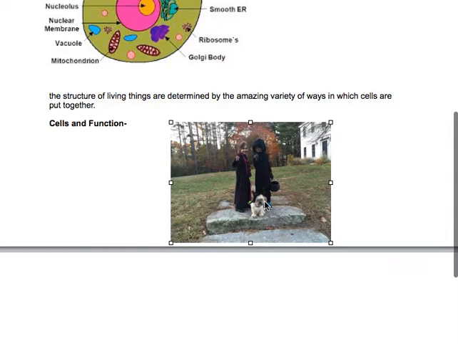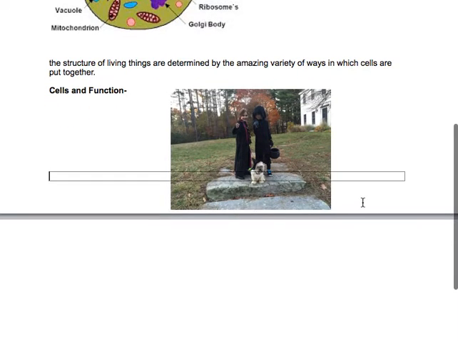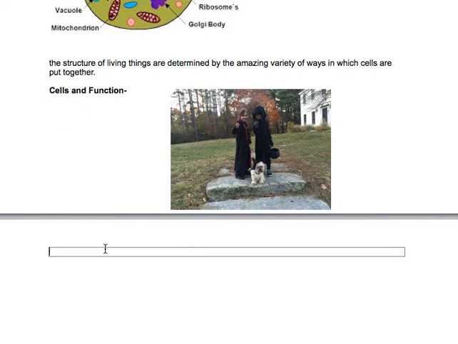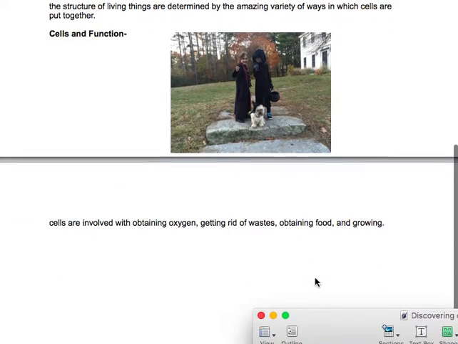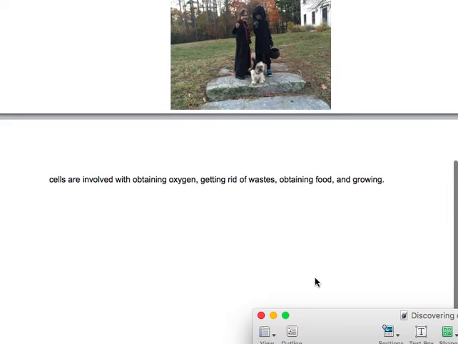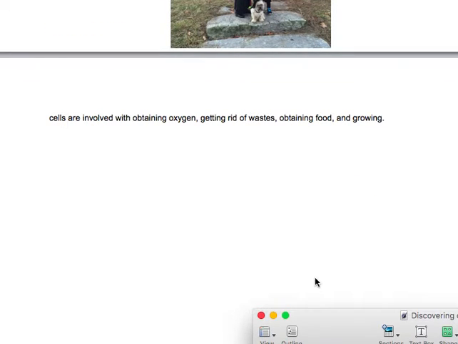So everything, not only what living things are made up of, but also what they do, is because of cells. And so we're going to add that in. Cells are involved in so many different things. And what our book talks about is that cells are involved with obtaining oxygen, getting rid of waste, obtaining food, and growing. There are a lot of other things that cells are involved in, and we're going to get into that a little bit more. But this is a good basic overview of what they do.